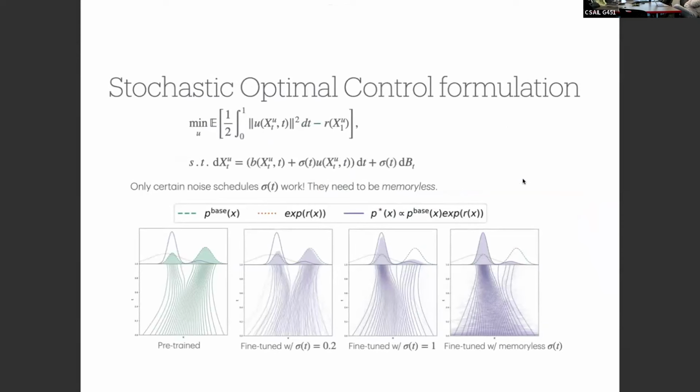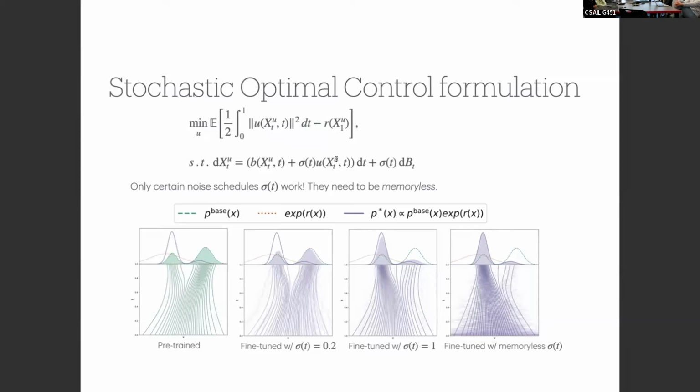And now I'll talk a bit about the stochastic optimal control formulation. This is stochastic optimal control tailored for reward fine-tuning. You have this first term, which is the control cost, and it measures basically how big the control is. A second term, which is minus the reward. This is because we're doing a minimization problem. And this is subject to the trajectory satisfying this SDE.